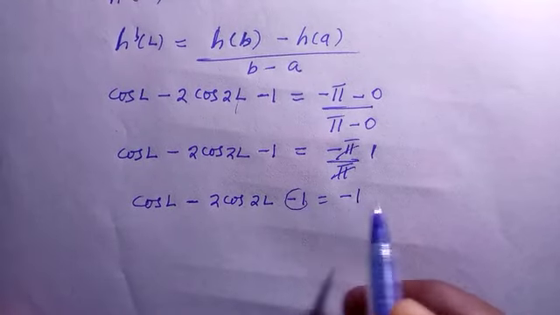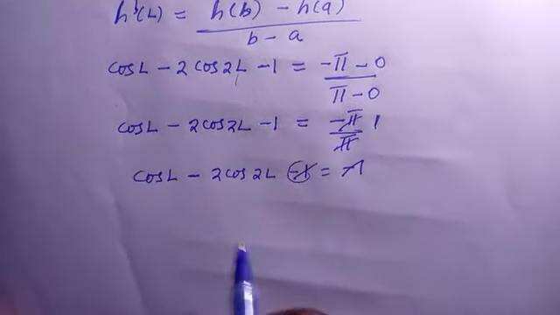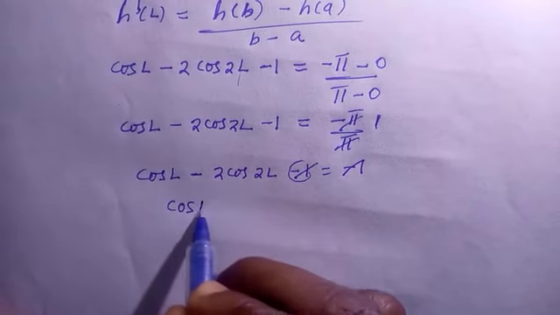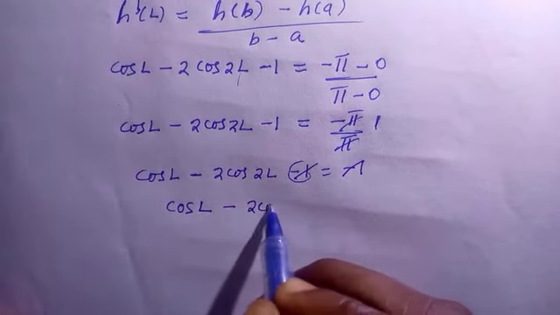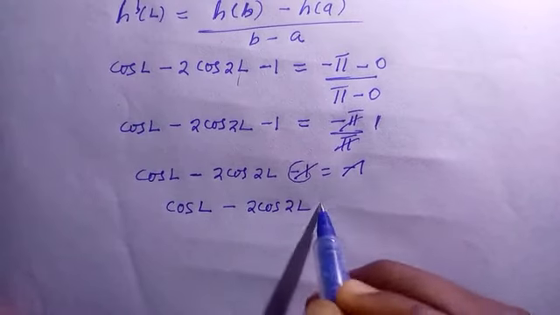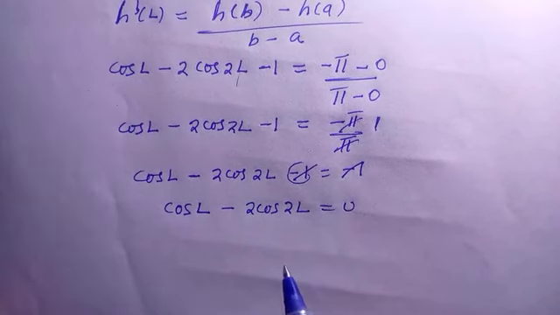So this minus 1 and minus 1 both cancel each other. Because if you transfer 1 to the other side, it becomes plus, and plus 1 minus 1 equals 0. So that's why I decided to cancel it, no need to transfer anything. So the right hand side becomes 0.